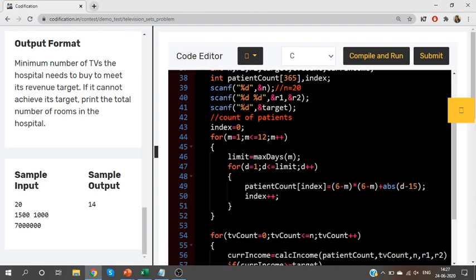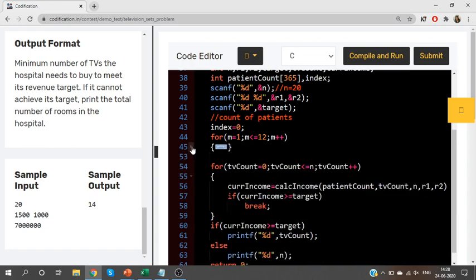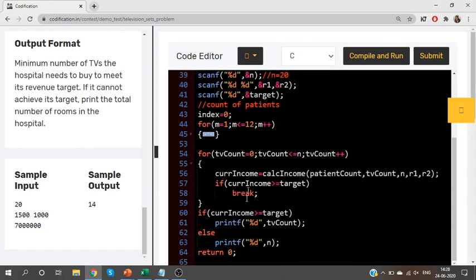Now moving on into main. What did we do in main? We got all the inputs. We are calculating the patient count for all 365 days. After calculating the count of patients, by changing TV count, we are going to calculate income. As soon as I reach the target, I will break the for loop.